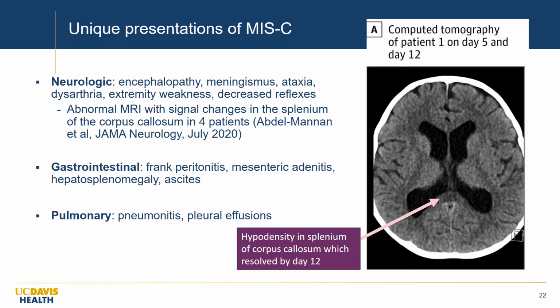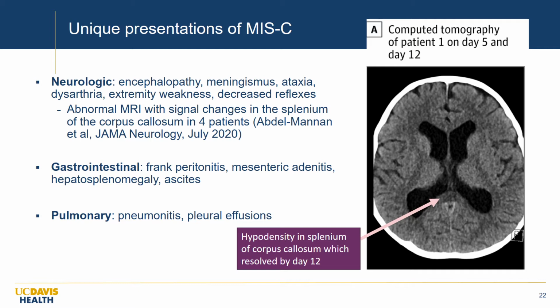And there was one report of 4 patients in JAMA Neurology who had abnormal MRIs, who actually had signal changes in the splenium of the corpus callosum, which is pictured here. So you can see that where the arrow is pointing, there is a hypodensity in the corpus callosum, and this was reversible, however. So in all of these patients, over time, these corpus callosum abnormalities did resolve.